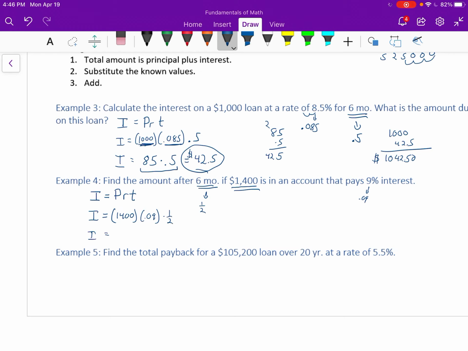So we're going to do our multiplication again. 1,400 times 0.09. Get 0, 0, 6. Add the 3, 12. We move our decimal over 2 places. So that is 126 times 1/2 equals 63. That's the interest earned, but we can add that to our original amount. So 1,400 plus 63 gives us 1,463. Pretty good investment.